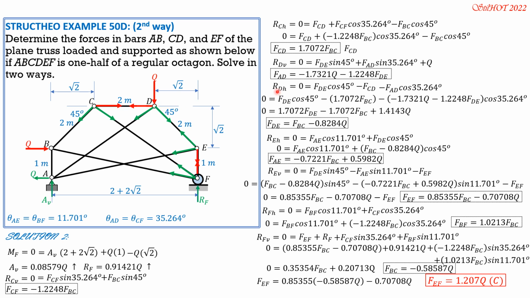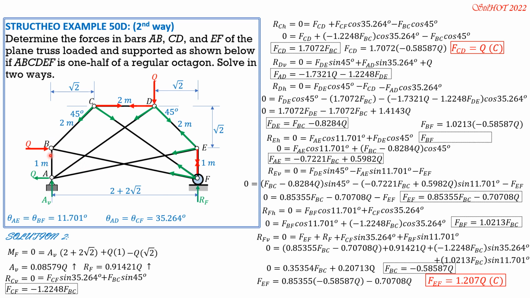Then we need FCD. FCD is 1.7072 of FBC, and FBC is negative 0.5857 Q. So FCD is 1.7072 of negative 0.5857 Q. So we can now solve FCD. It was negative Q, or Q compression. So FCD is Q, which is the same as before, compression.